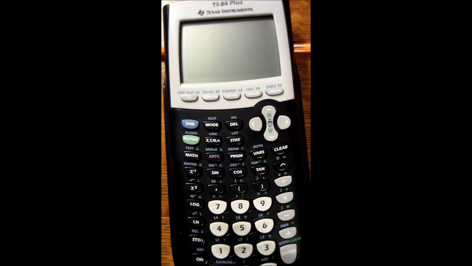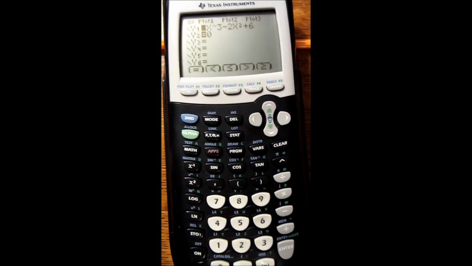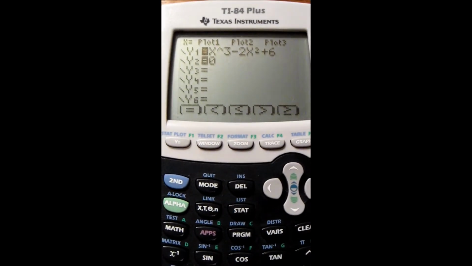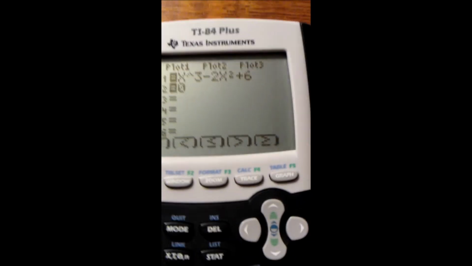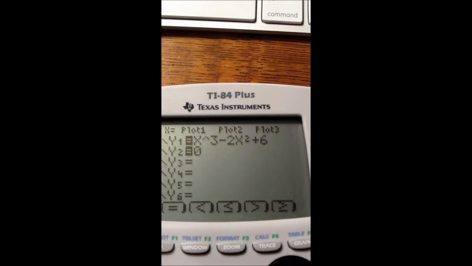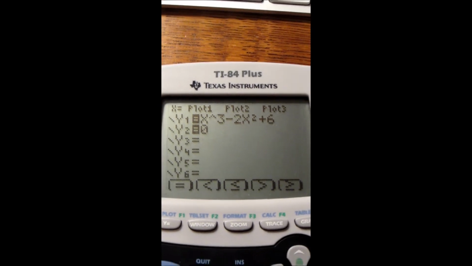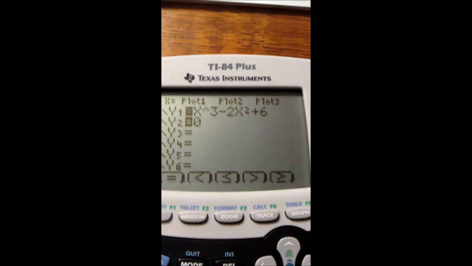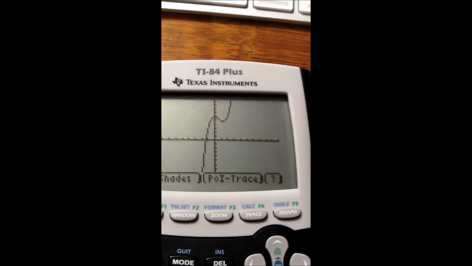Next, hit Y equals in the upper left hand corner, and you see a box that says Y1, Y2, Y3, Y4, and so on. Next, plug in your equation for the Y1 box. Right now mine is x to the third minus 2x plus 6. That's just my example equation. After you do that, put in 0 for Y2 so you have an intersection point. Now hit graph, and there's your graph.